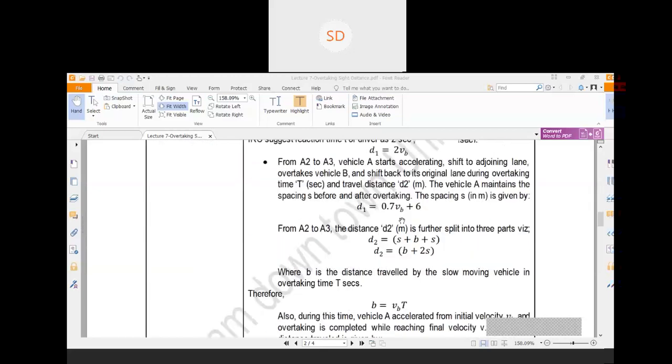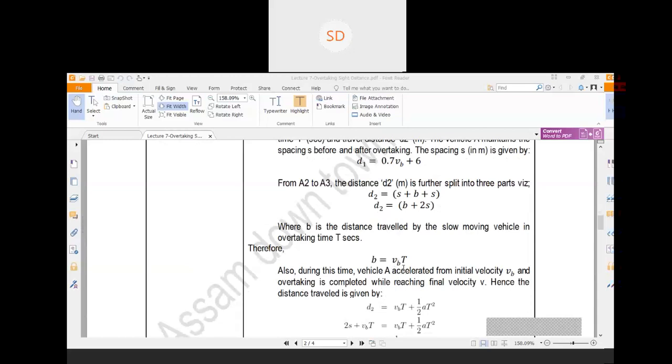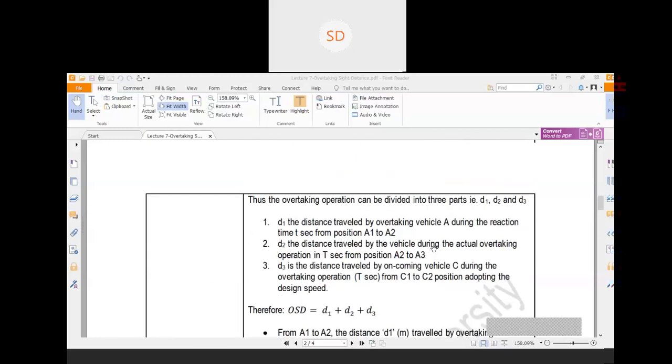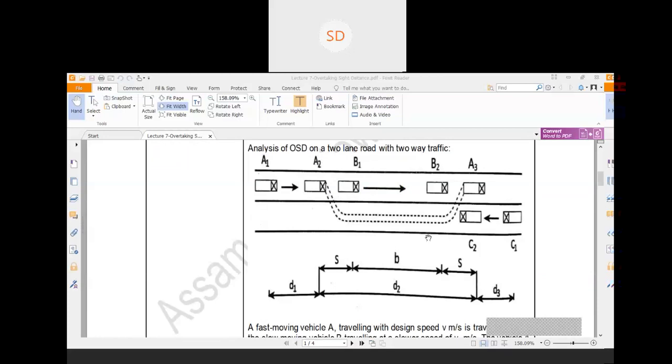So the distance is Vb into capital T. What is your total d2 distance? D2 distance is Vb into capital T plus 2s. You just put the value of b into this equation and you will get d2 as Vb into T plus 2s. Now another thing, during that capital T seconds, vehicle A has also moved from position A2 to position A3. In that case, the initial speed of vehicle A was Vb meter per second.